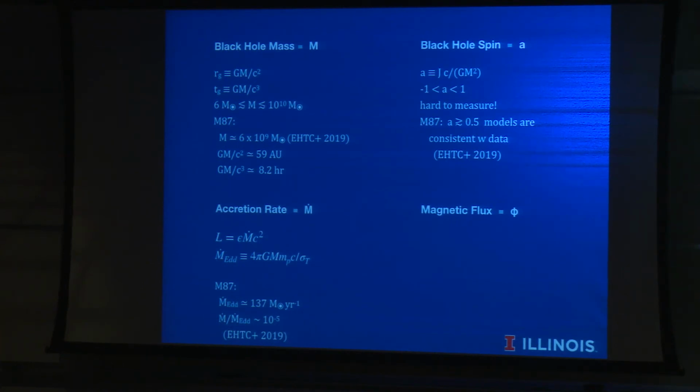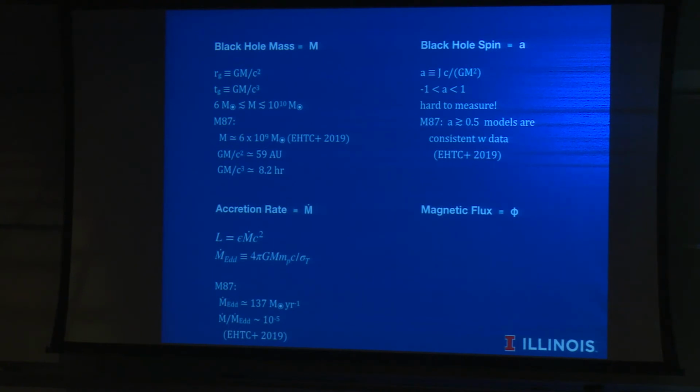So something like 10 to the minus 2 solar masses per year. 10 Jupiters. Okay, so that's it for accretion rate. Now I want to go on to magnetic flux.